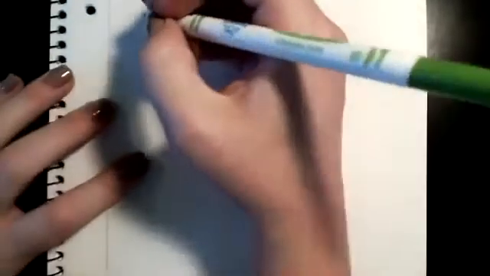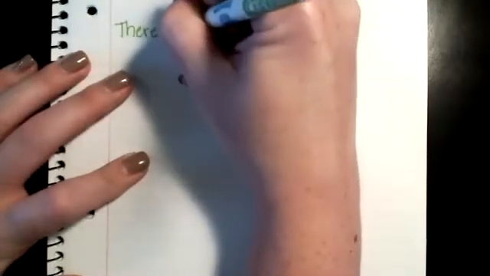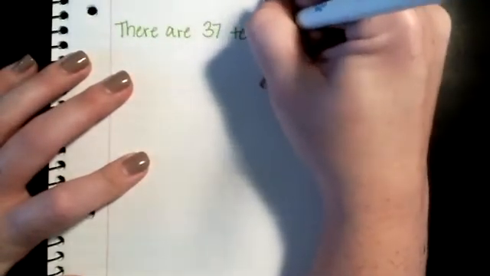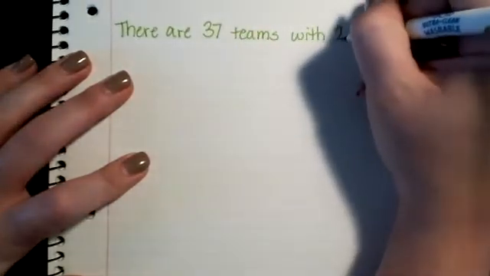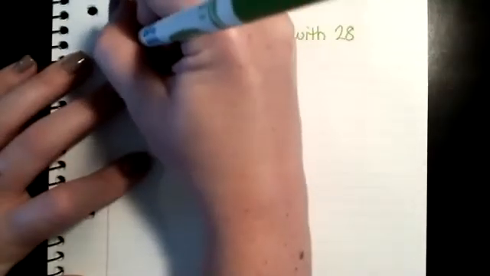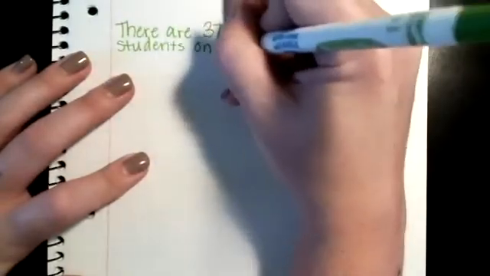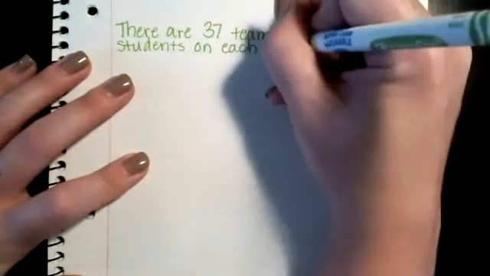But this time, we're going to use a word problem. All right. So this word problem says there are 37 teams with 28 students on each team.